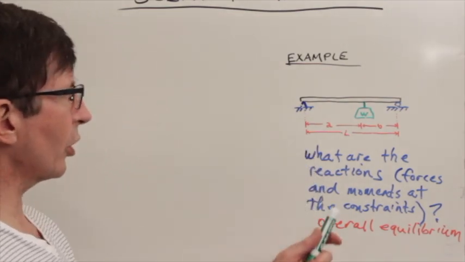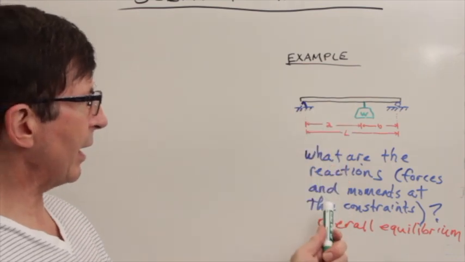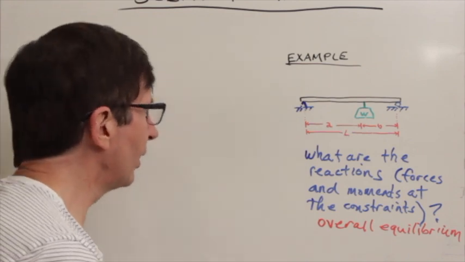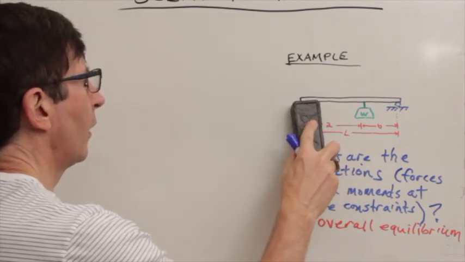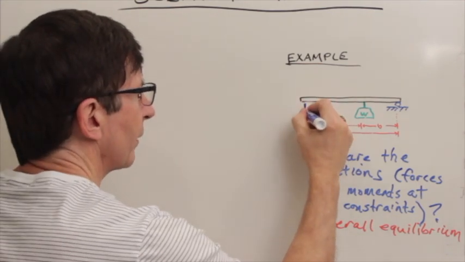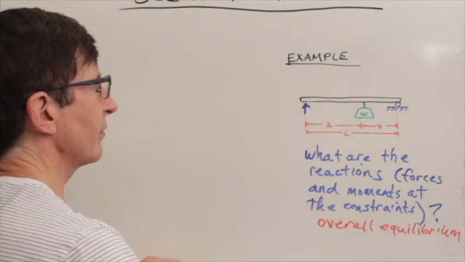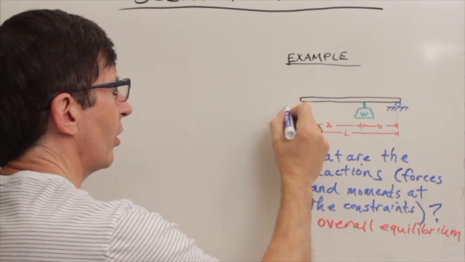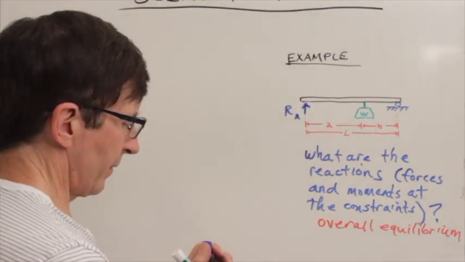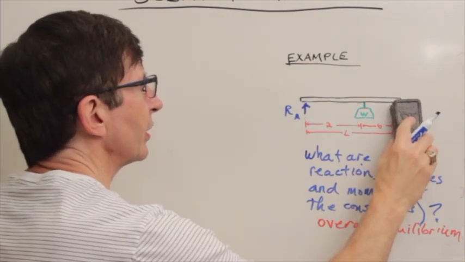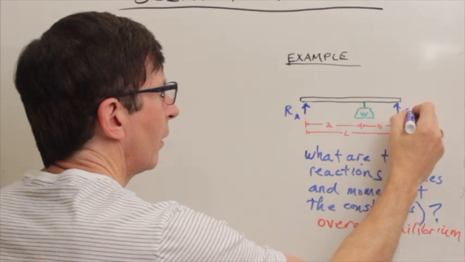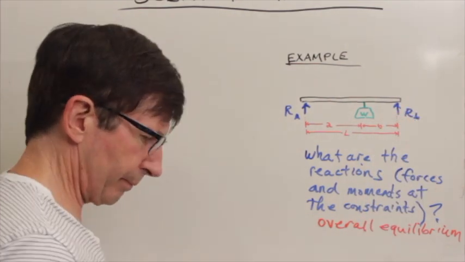I'm going to mean that we're going to replace our constraints here with the unknown forces, and I'm going to draw these in the positive direction. So we're going to call this the reaction at point A, and the reaction at point B.